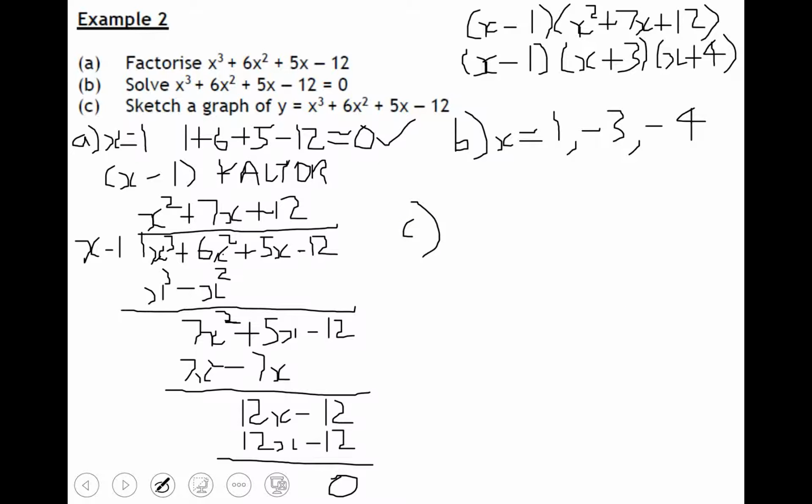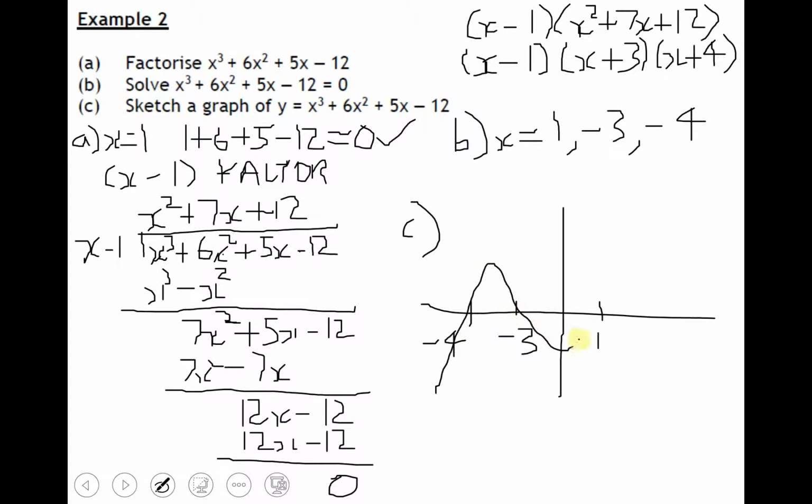Then part C asks us for a sketch. Now this uses the same techniques as we were using back in C1. So we know the x values where it crosses, which is 1, minus 4 and minus 3. It's a positive cubic, so it goes up, then down, then up again. From the original cubic, it crosses the y-axis at minus 12.